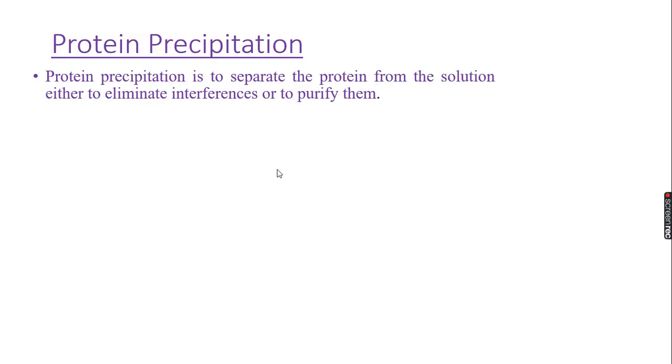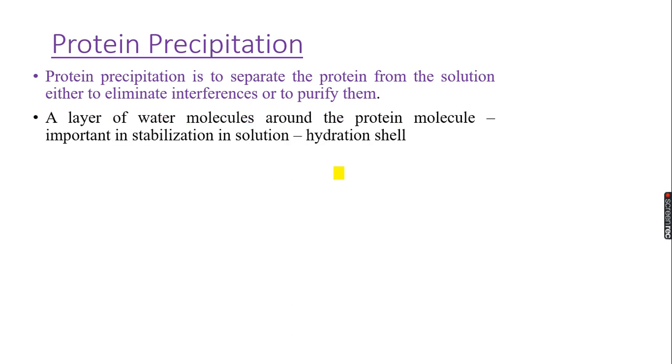Now, protein precipitation is actually to separate out the protein from the solution, either to eliminate the interfering agents or to purify them. So any one of these would be our objective of protein precipitation.